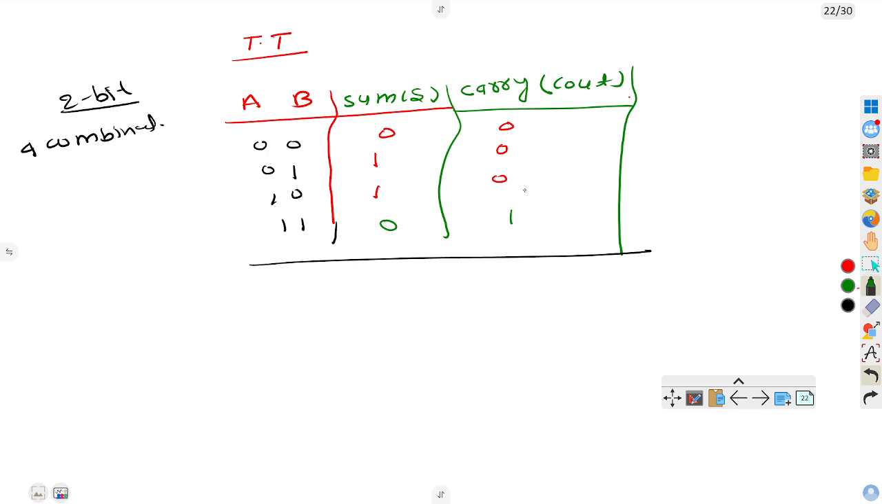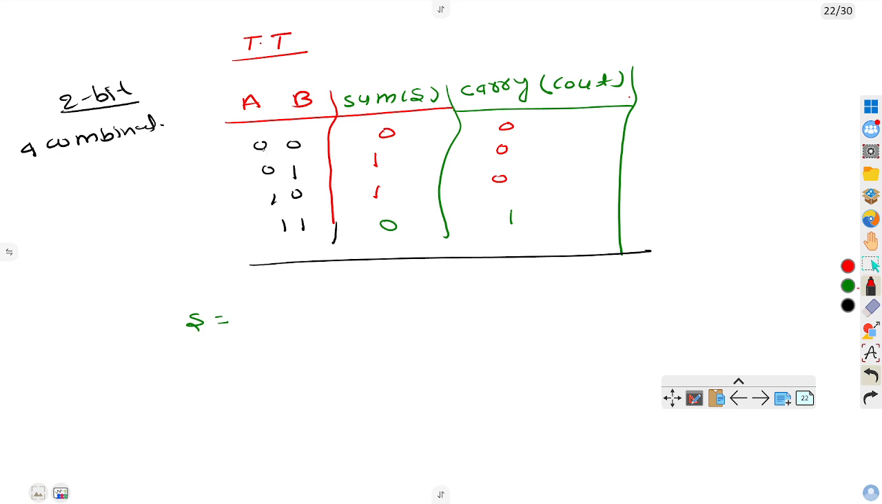Okay. So this is the thing. How can we write the expression for sum and carry? Here I am writing the SOP expression, sum of product. I hope you know the meaning of that. Okay. So here you can see what the expression of the sum is.